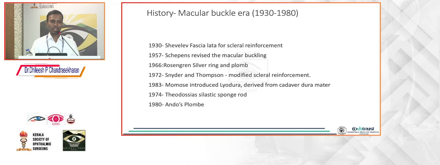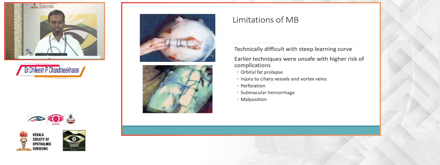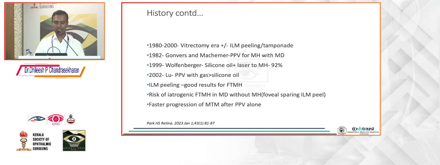Coming to the treatment aspect, initially we had only the macular buckle. From 1930 to 1980, all we had was macular buckles. Several techniques were tried, and this was technically very difficult and very risky. As you can see, the sutures are passing right at the macula, very close to the optic nerve, so the risk of perforation, submacular hemorrhage, etc. was very, very high, and it was very cumbersome.